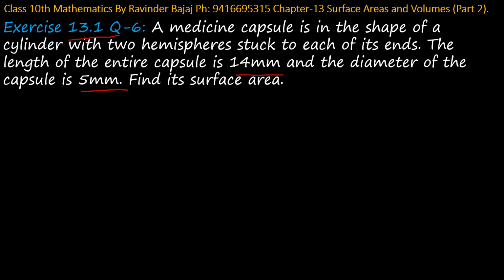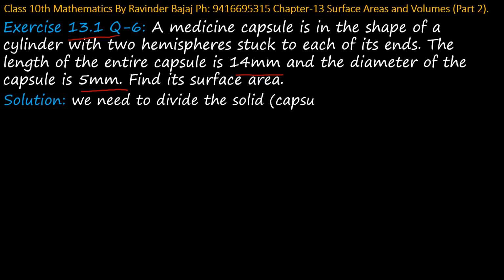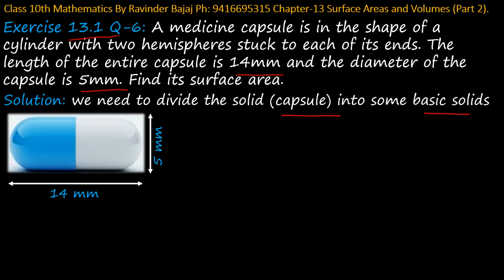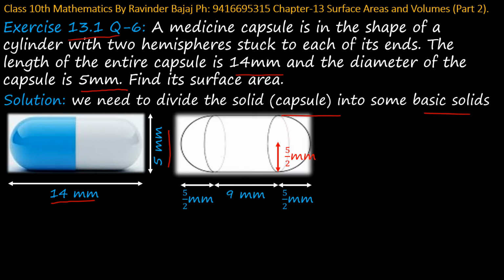So first of all, we need to understand what is the shape and how can we divide that shape into basic shapes. So the solution is we need to divide the solid, that is the given capsule, into some basic solids. So this is the capsule given, whose length is 14 mm and diameter is 5 mm, which is further divided into three parts. See here, this is the radius and this one is also radius. So the diameter is given 5 mm, so radius is 5 by 2.